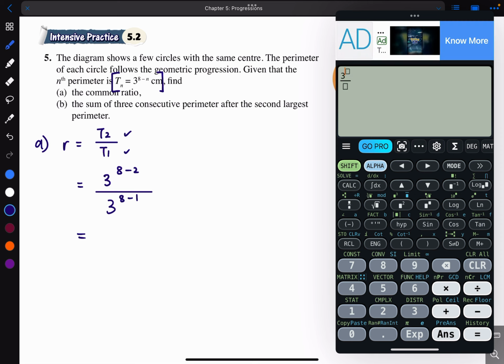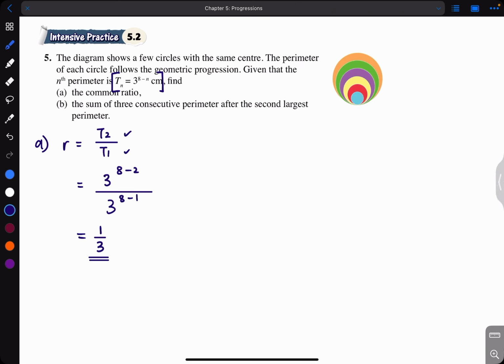3 to the power of 8 minus 2 is just 6, and 8 minus 1 would be 7. So we get 1 over 3. This would be our common ratio. Okay, done.